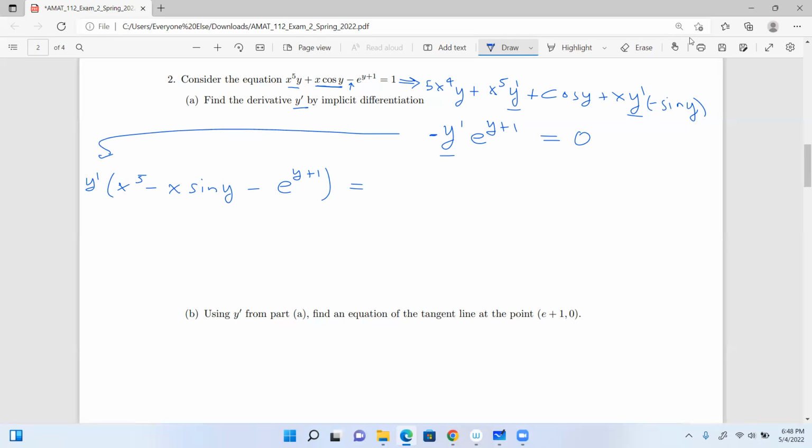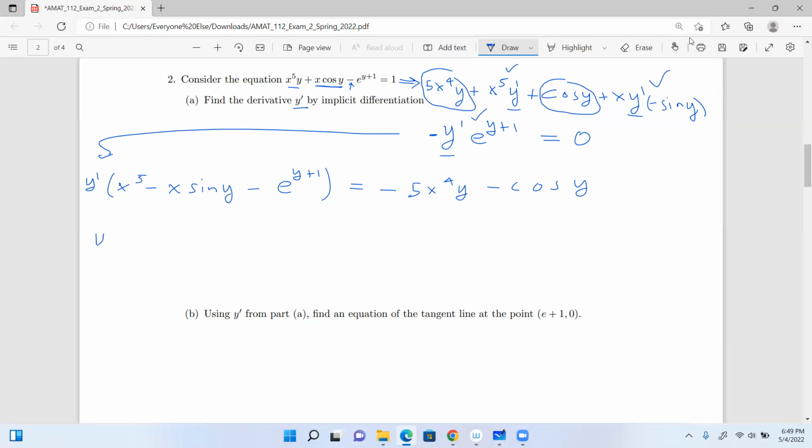And now, so that handles that term, and that term. So now we have this term, and I guess just this term. So now we're going to put those on the other side of this equation. We're going to subtract them from both sides of the equation. And so we'll get negative 5x to the 4th y minus cosine y.